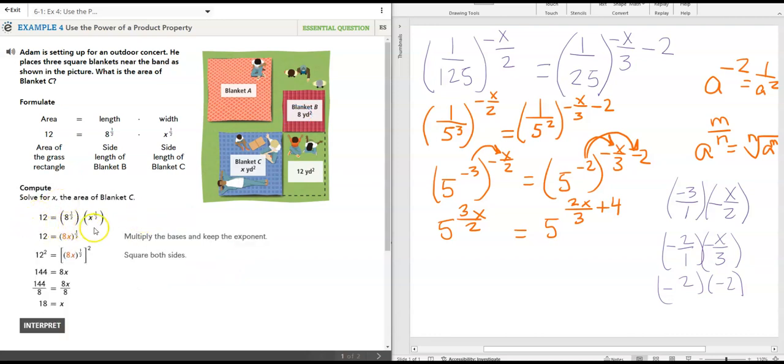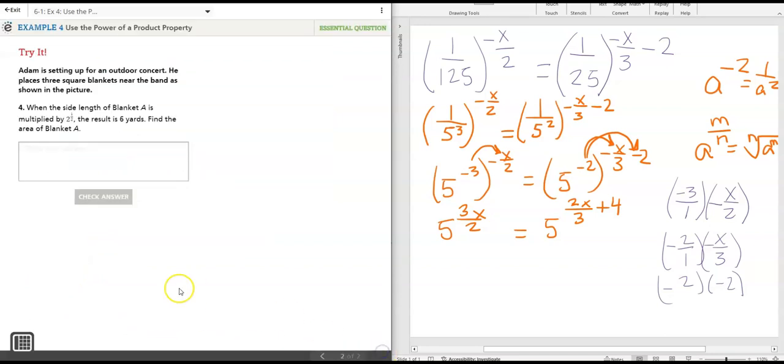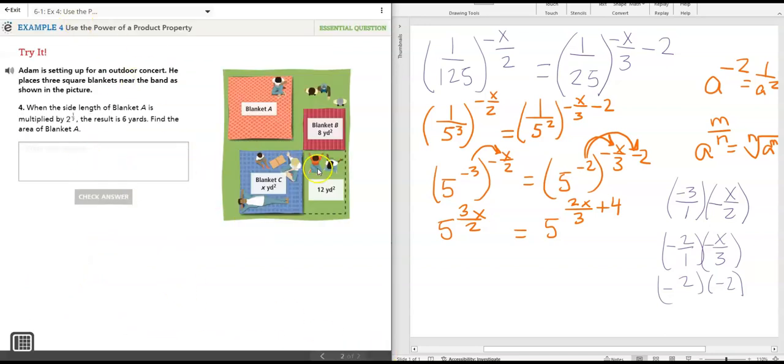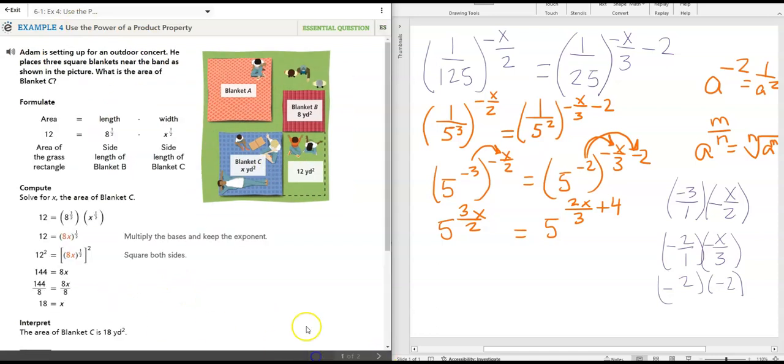Then all we need to do is solve for this problem. So we have bases we're multiplying. You can see they multiply the numbers, and because the exponents are the same, they keep the exponent. Then they square both sides to get rid of that radical or that fraction, and now they can solve the problem. Okay, so that means that the area of blanket C is 18 yards. Go ahead and try that one on this page here. It's the same type of problem, so if you go back and pause here, you can follow these same steps.